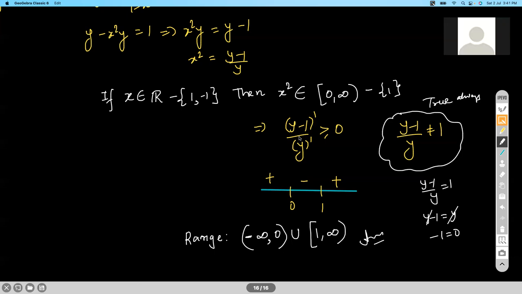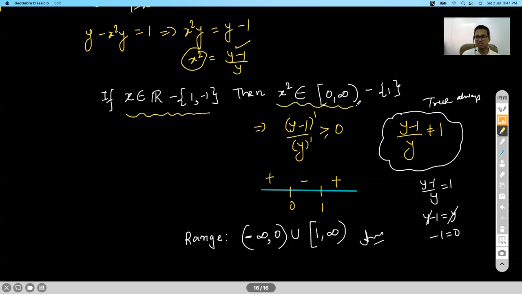So the inequality, yes. Can you explain again? So this inequality, minus one by y. Yes, from there. See, your x square expression is this, right? And since your x belongs to real numbers except 1 and minus 1, your x square will belong to this interval. Is this agreed upon by you? Yes, sir. So x square is this guy only. So this guy should be greater than or equal to 0.